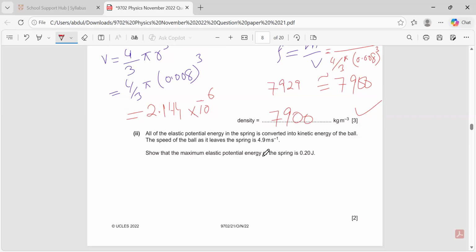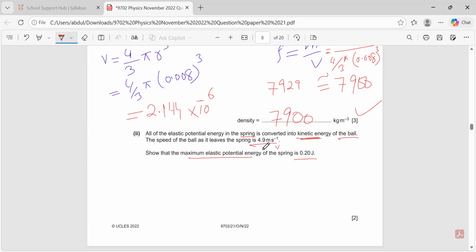Now, all of the elastic potential energy, this is very important. Here you need to wake up everybody. All of the elastic potential energy in the spring is converted into kinetic energy of the ball. So it means no energy losses to the surroundings. So we can use the law of conservation of energy. That loss in elastic potential energy is equal to gain in kinetic energy. The speed of the ball as it leaves the spring is this. Show that the maximum elastic potential energy of the spring is this.